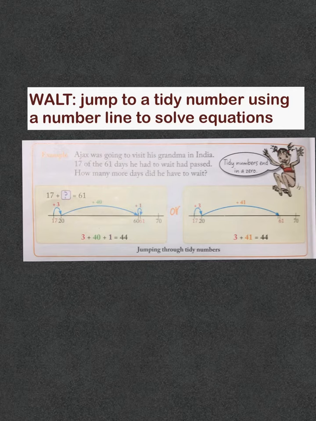So we're learning to jump to a tidy number using a number line to solve our equations. So have a look at this. Here's an example. AJ was going to visit his grandma in India. 17 of the 61 days he had to wait had passed. How many more days did he have to wait?